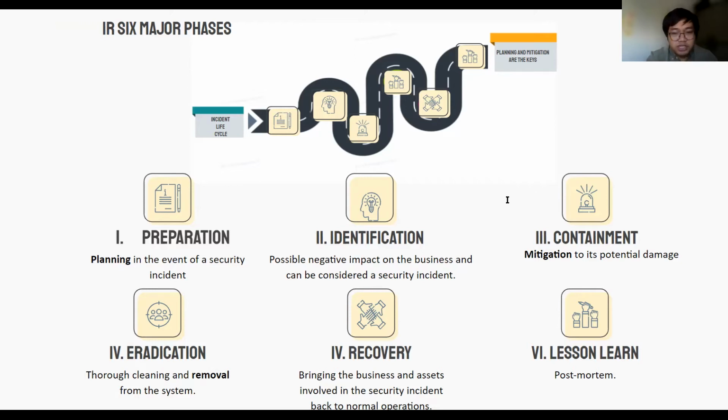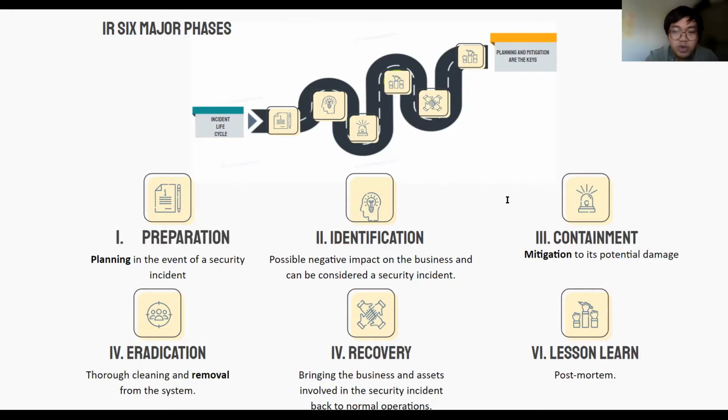Followed by identification. In identifying, we need to determine events that have some negative impact on business and can be considered a security incident. This is the process wherein we determine if we've already been breached, and a breach or incident could originate from many areas. So the questions here are, where did it happen? How was it discovered? Who discovered it? Have any other areas been impacted? Okay, and above all, does it affect the operation?